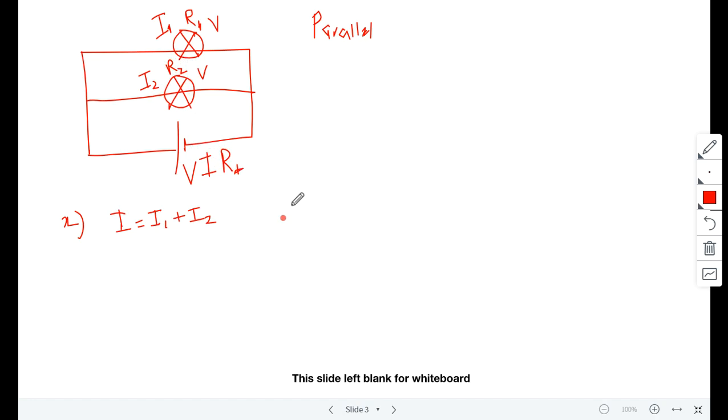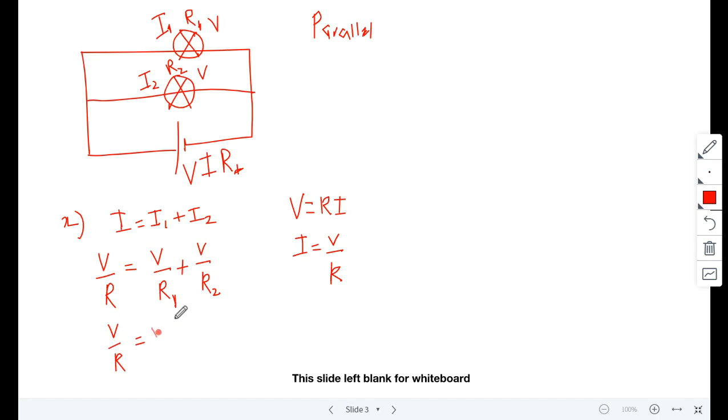So again, if we apply Ohm's law, V equals IR. From here, I equals V over R. Can I write it like this? Yes. So in place of I I can write V over R. In place of I1, I can write V over R1. And in place of I2, I can write V over R2. Okay? Or I can write V over R.